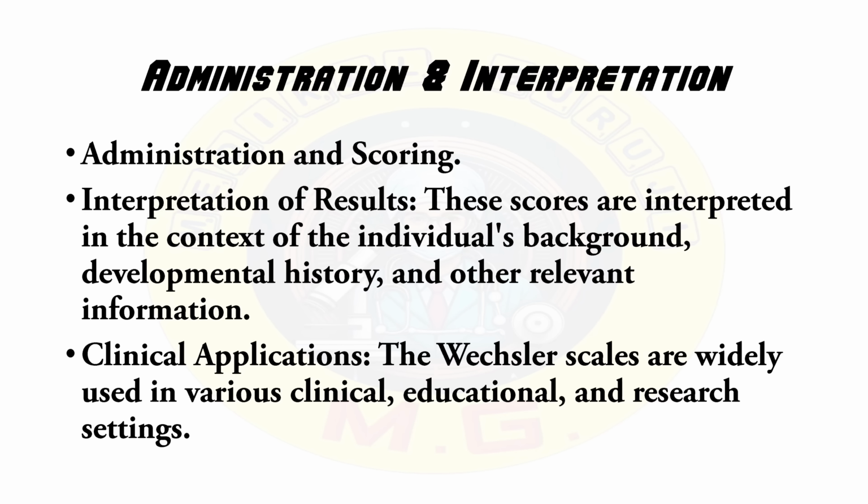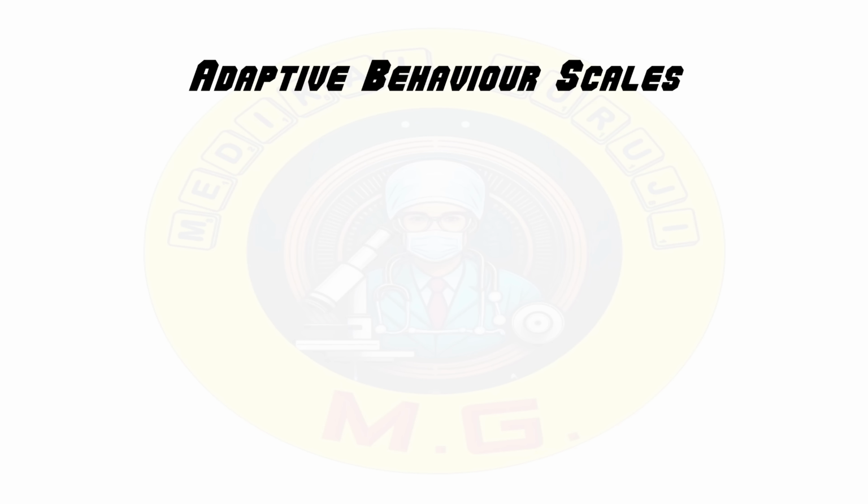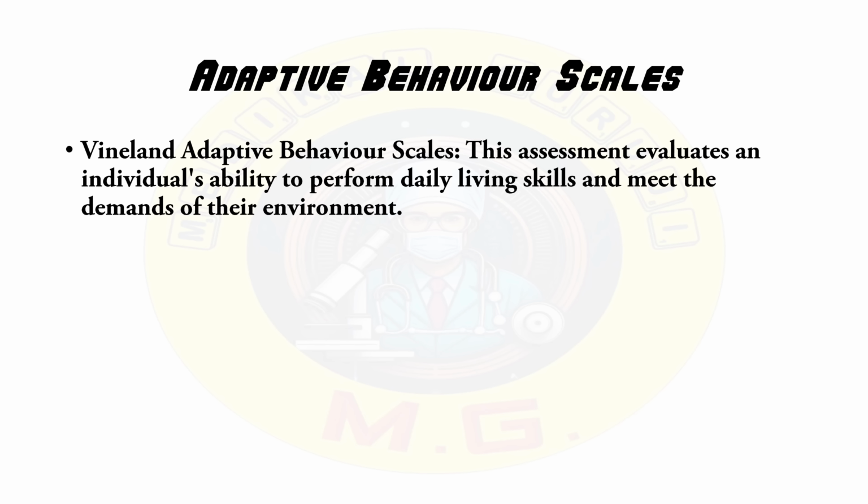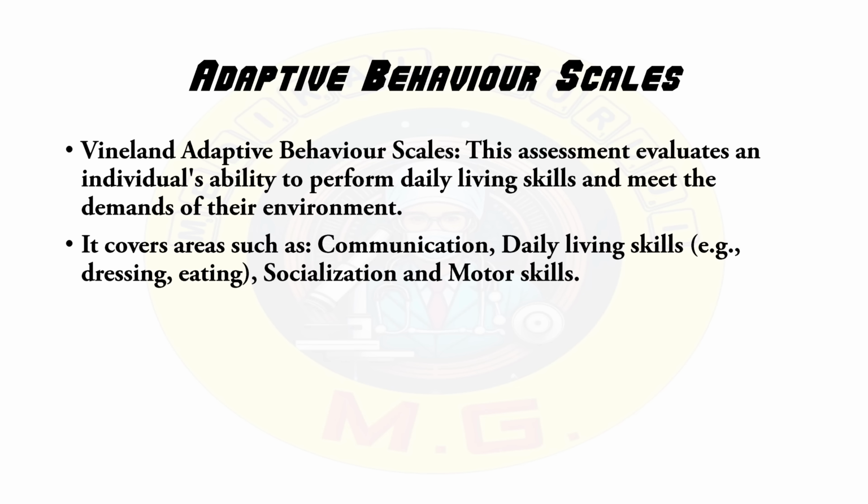The second test to diagnose mental retardation is the adaptive behavior scales, that is the Vineland Adaptive Behavior Scales. This assessment evaluates an individual's ability to perform daily living skills and meet the demands of their environment. It covers areas such as communication, daily living skills like dressing and eating, socialization, and motor skills.